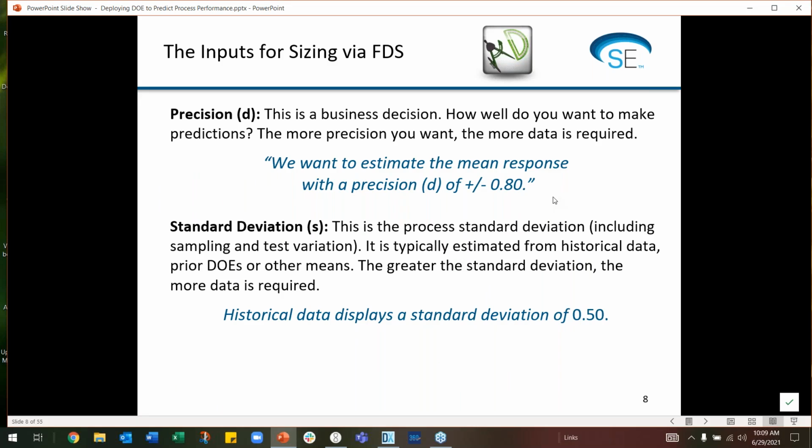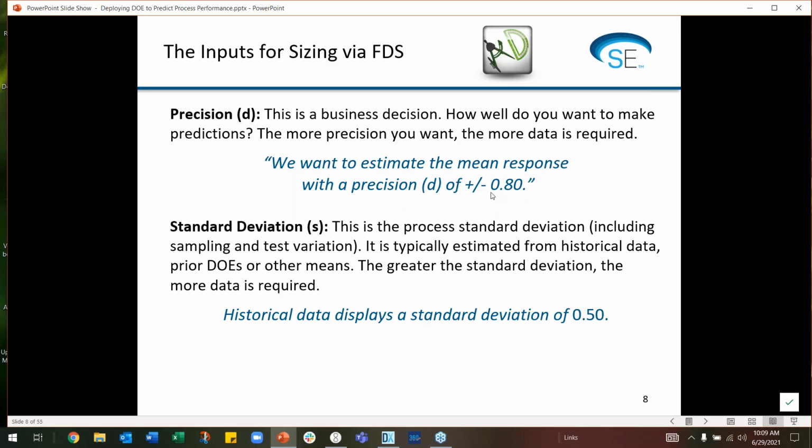So our precision, D. The question is, how well do you want to make predictions? The more precision you want, the more data is going to be required. So you might say something like this: we want to estimate the mean response with a precision, which is our D, of plus or minus 0.8.